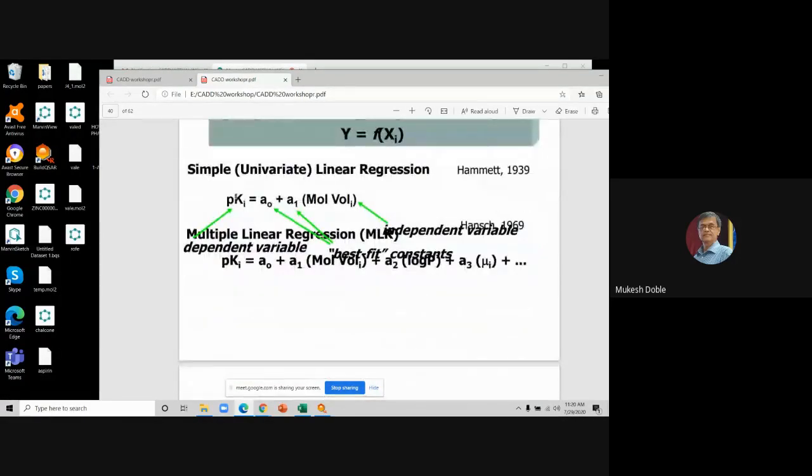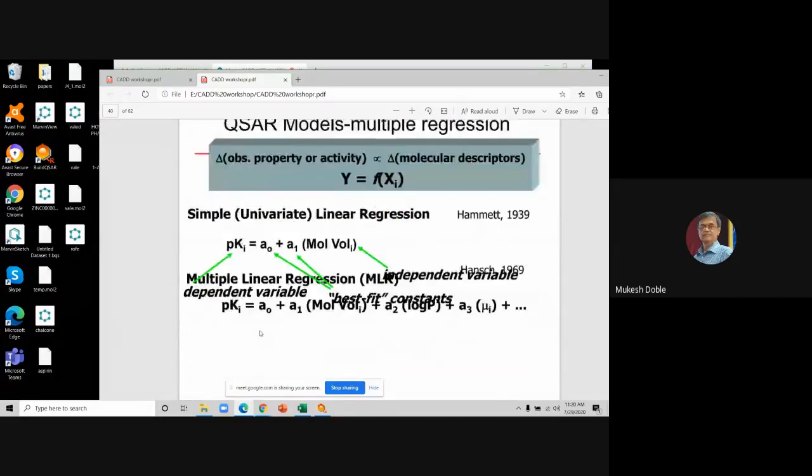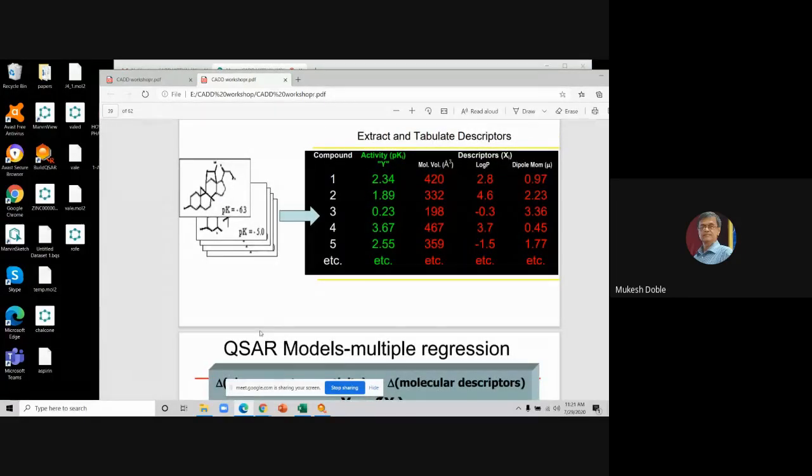Okay, so we can have activity equal to A naught plus A1 times molecular volume, or activity equal to A naught plus A1 times dipole, or we can even have three descriptor models, like I showed you, so everything can be incorporated. We can have a 1 descriptor model, 2 descriptor model, 3 descriptor model. The more data points I have, the more descriptor models can be generated. Okay, with this particular tool, it is called build QSAR.